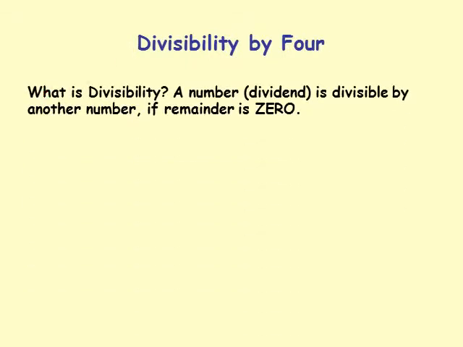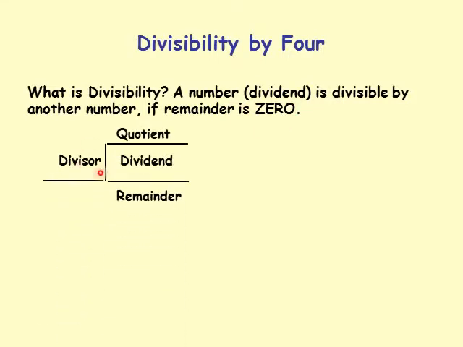Okay. Now let's look at divisibility by 4. I know we have discussed that before, and I just want to redo it in this video. So what's divisibility? A number is divisible by another number if the remainder is 0. So we are looking for a remainder of 0. Here's the basic problem setup for the division. We divide a dividend by a divisor and we get a quotient and a remainder.